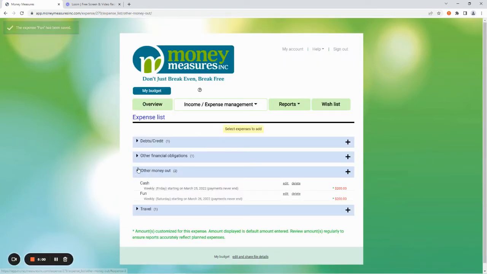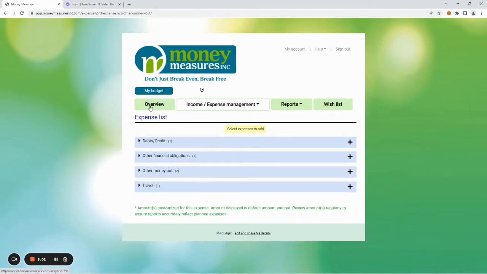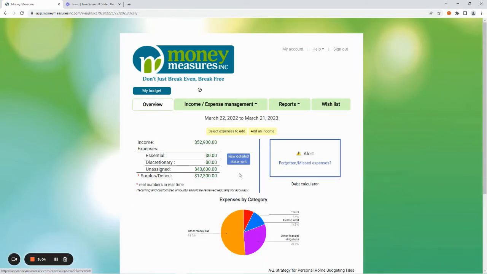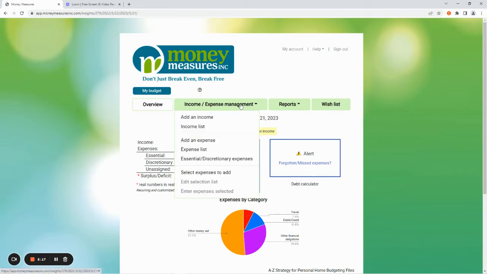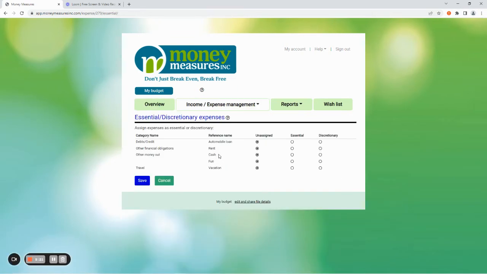Let's see what things are looking like. Income of 52,900, total expenses of 40,600, leaving 12,300 as being unspent. At this point, I haven't entered a lot of expenses. And if you'd like to see things in terms of how much money you're spending on needs-based spending versus wants-based spending, this is how you can assign it.